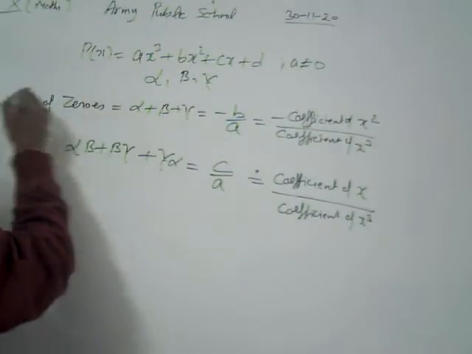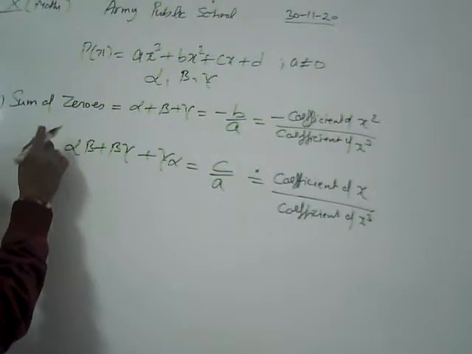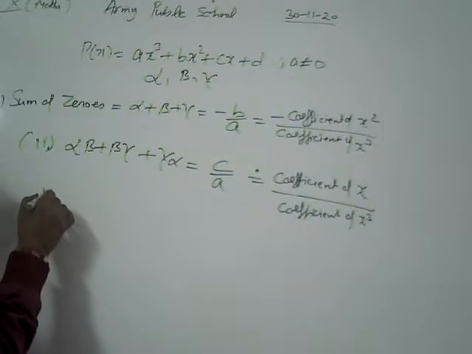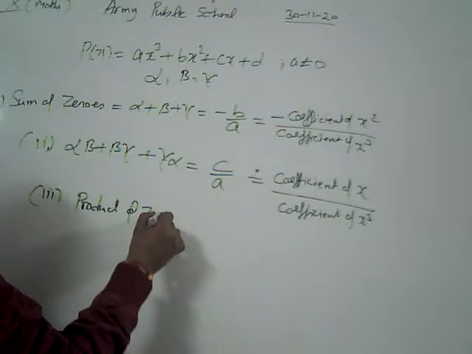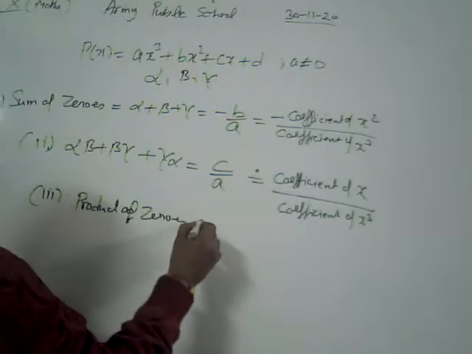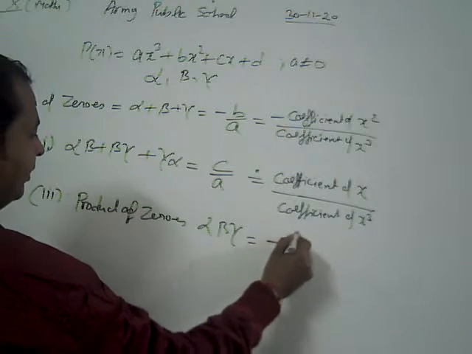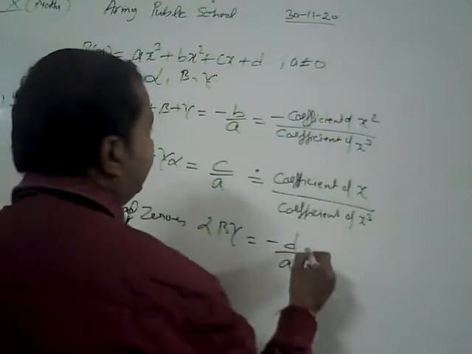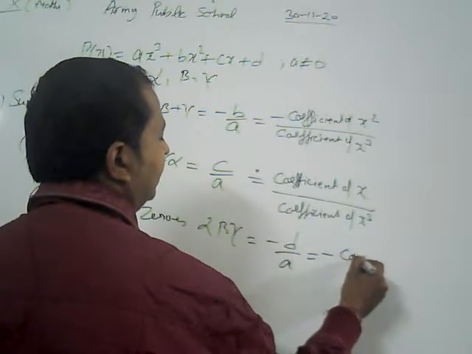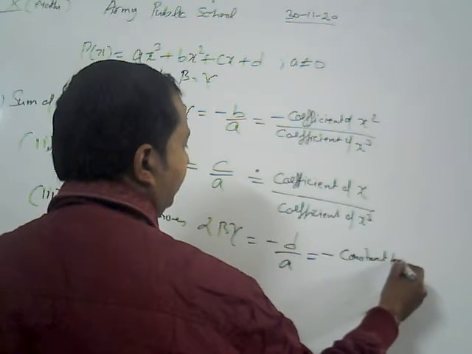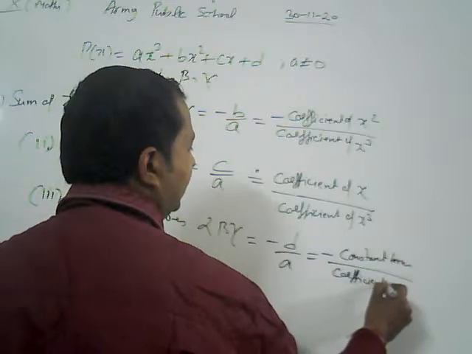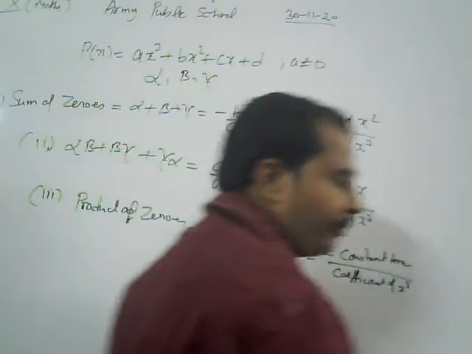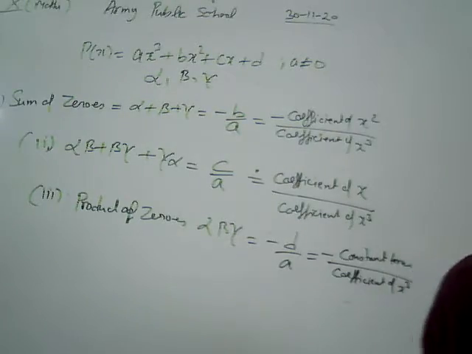This is our first relationship, this is the second, and the third one is the product of zeros alpha, beta and gamma. It is given by minus d by a. What is d? d is the constant term, and a is again the coefficient of x cube.